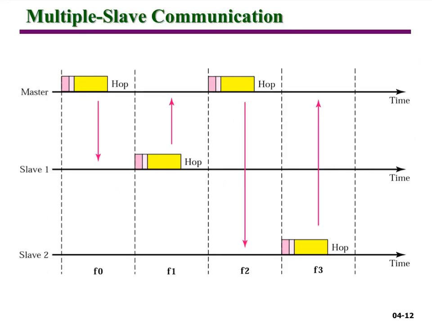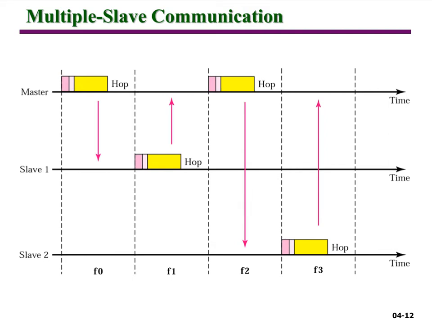So that's the channel access mechanism. The channel access mechanism here is TDD. In the first time slot, in all even time slots, it's always the master sending to one of the slaves, in one-to-one or one-to-many communication.